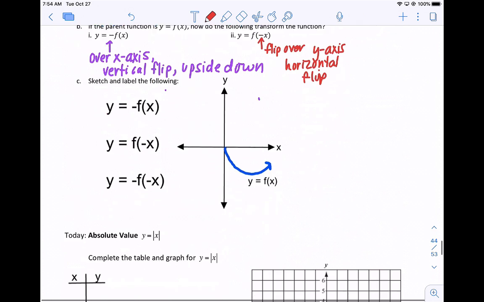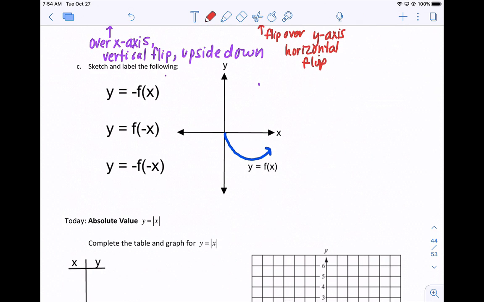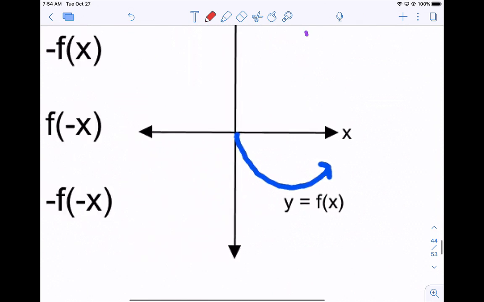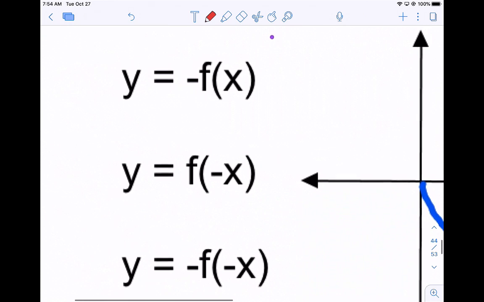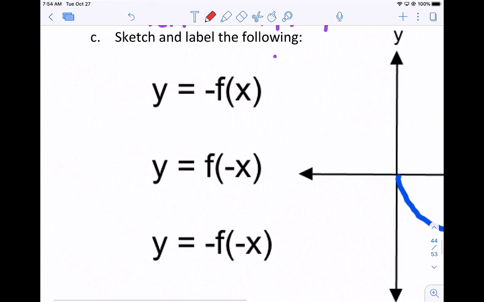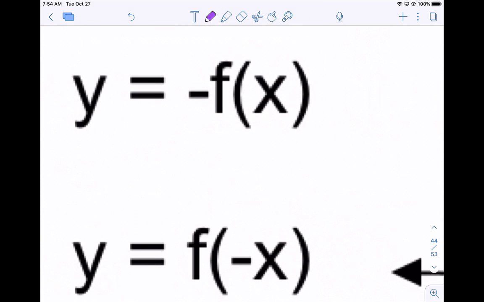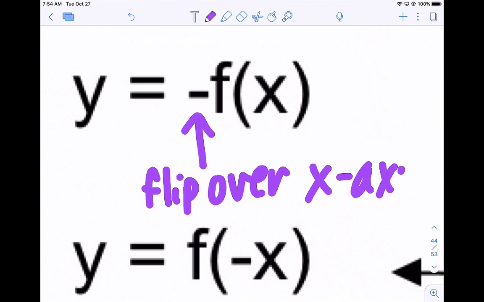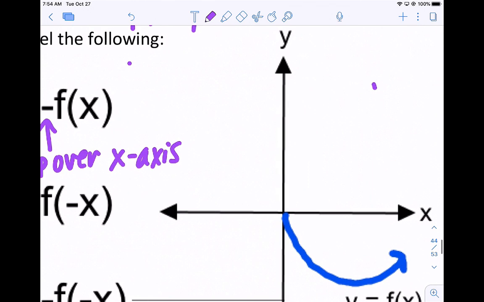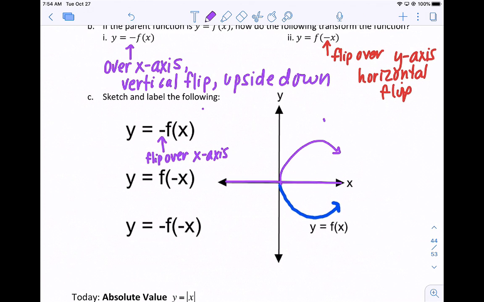Okay. So again, review, sketch the following. Let's say that this blue-looking curve is our original function. Let's draw or sketch the reflection. So again, if the negative comes first, this is the flip over the x-axis. So a vertical flip. So here's the x-axis. So here's what our first function would look like. I'll call this function A.